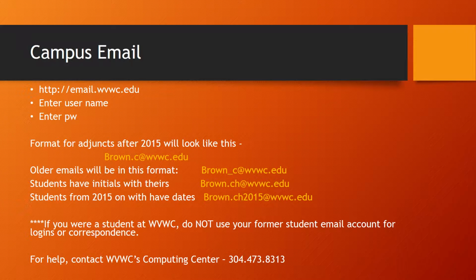Wesleyan utilizes Gmail for campus email. You'll notice there are two formats. One will have a dot and the other will have an underscore to separate last name and the first initial or initials. There's an example on the slide for you to take a look at. If you do not yet have your credentials, you'll want to contact the Computing Center at 304-473-8313 and they'll give you your logon and your password. Next, we're going to take a look at how to log in and how to find everyone else's email address.